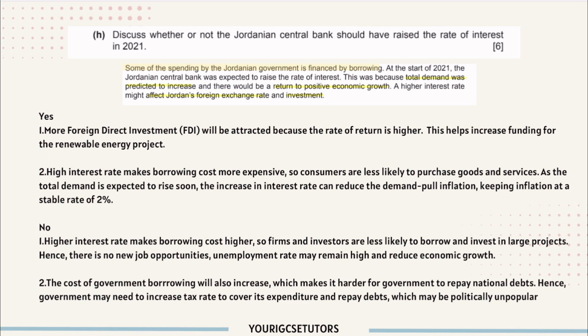Essentially, what it means here is that originally, the government already predicted the demand will rise. So this may incur demand pull inflation. However, due to the expectation, the central bank can raise the interest rate so that the consumers will be less likely to spend more. I wouldn't say it cancels out, but maybe it can reduce the impact of inflation, which I mentioned here, keeping inflation at a stable rate of 2%.